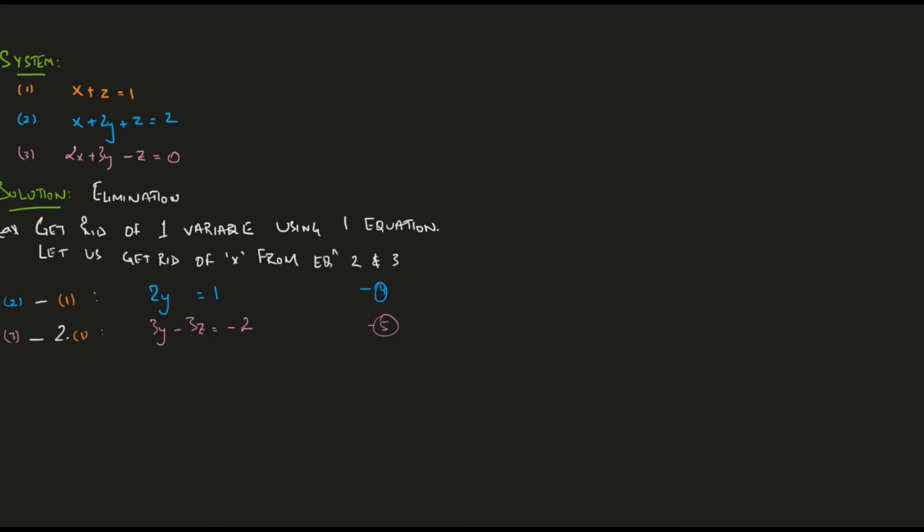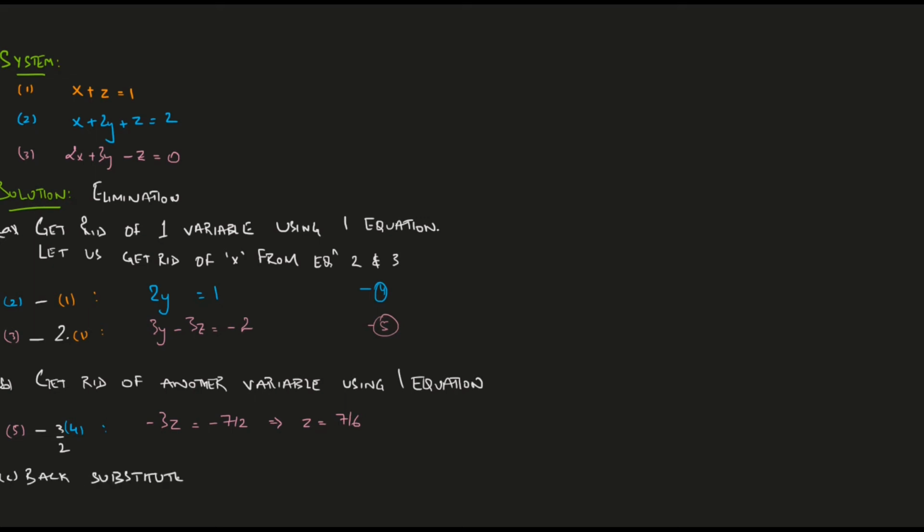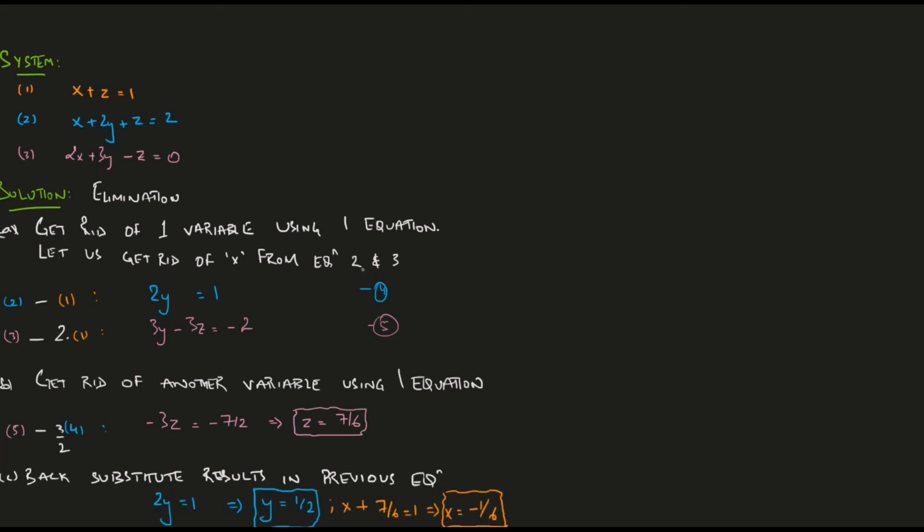We have eliminated x from these. Next, we try to get rid of another variable using one equation. Equation 5 minus 3/2 times equation 4 gives me minus 3z is equal to minus 7/2, which means z is equal to 7/6. The final step is to start back substituting the results in previous equations. We obtain y is equal to 1/2, and from the first equation we get x is equal to minus 1/6. This completes the solution.